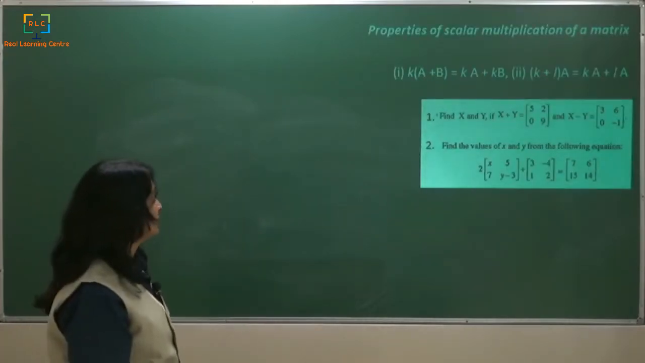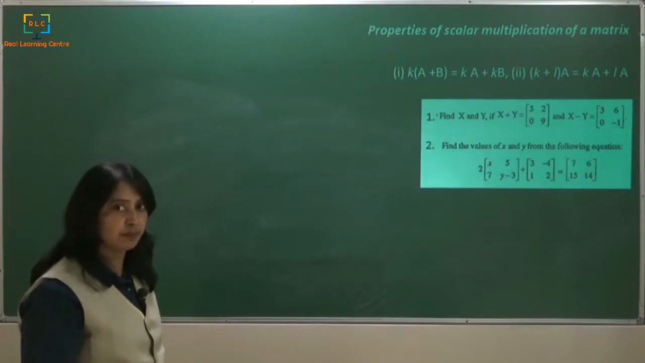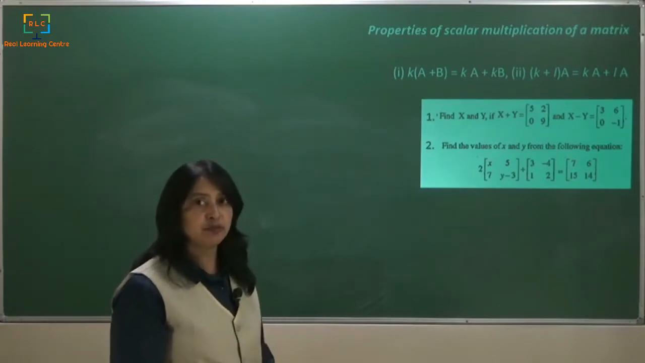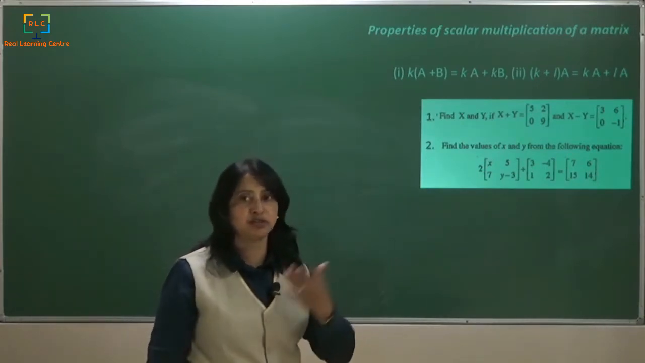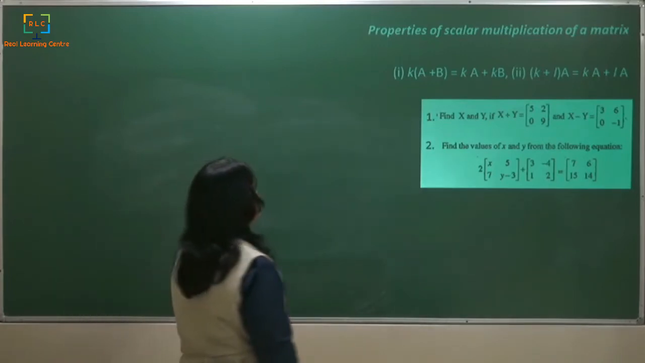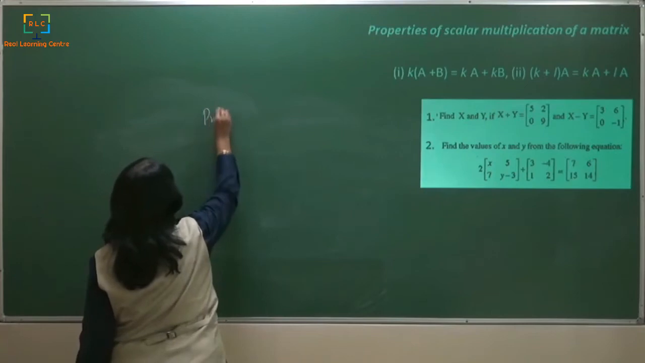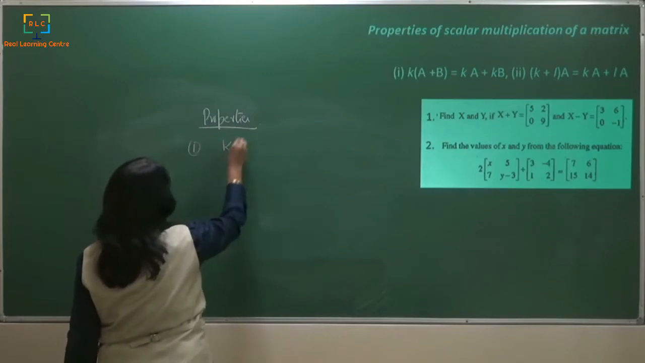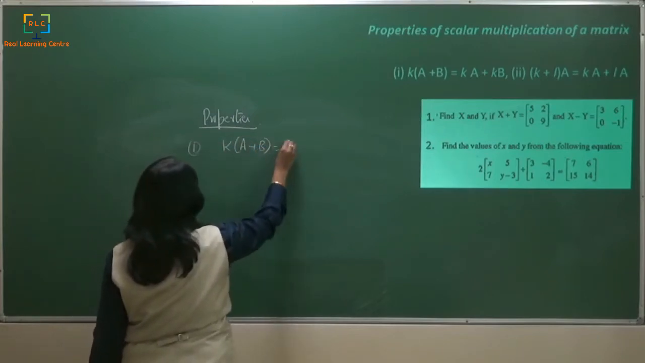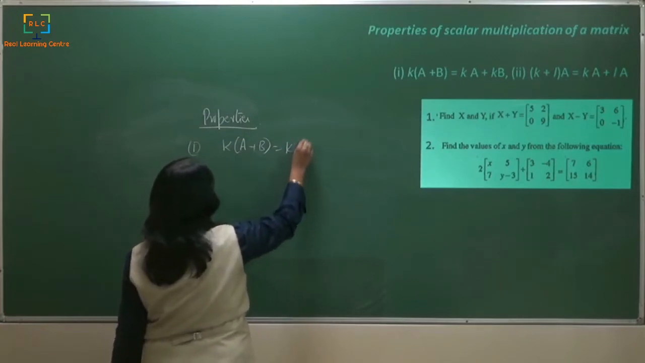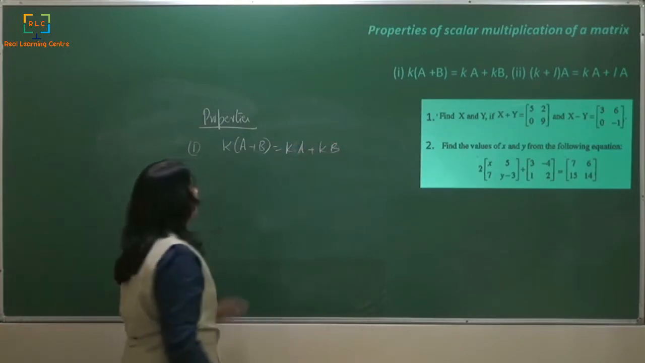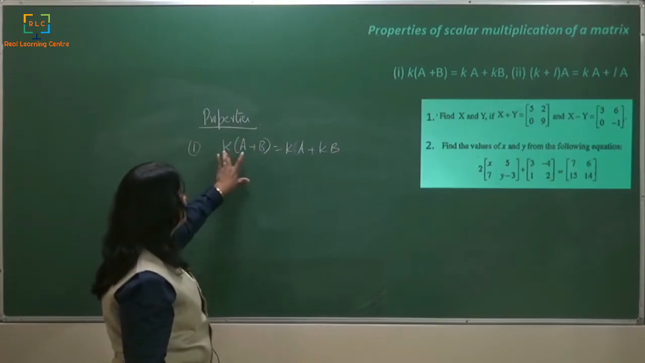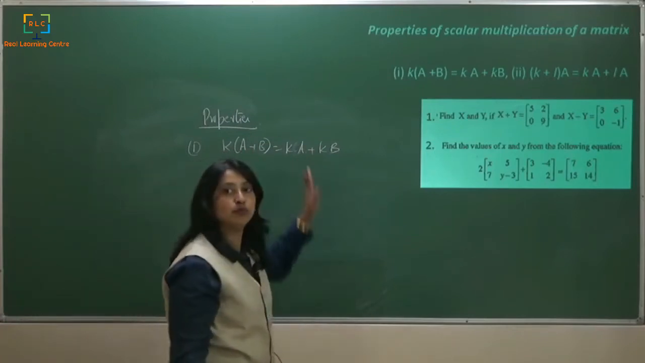We have properties of scalar multiplication of a matrix. What do you mean by a scalar? A scalar is a constant number which will be multiplied to every element of a matrix. Under properties, the first one is K of A plus B equal to Ka plus Kb. Add the matrices and then take K, or individually multiply this number to A as well as B and then add them, both mean the same thing.